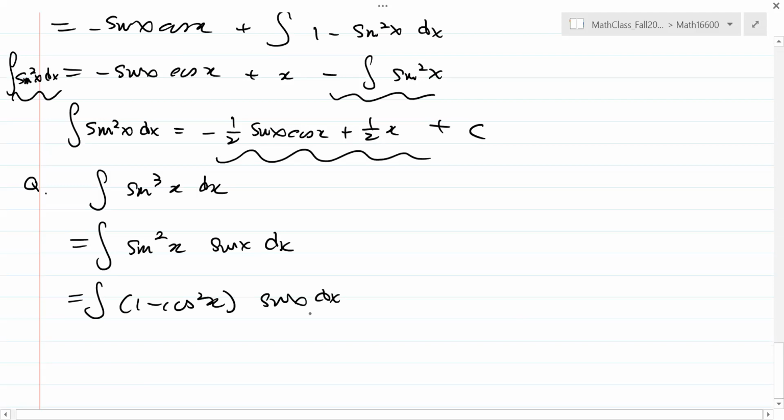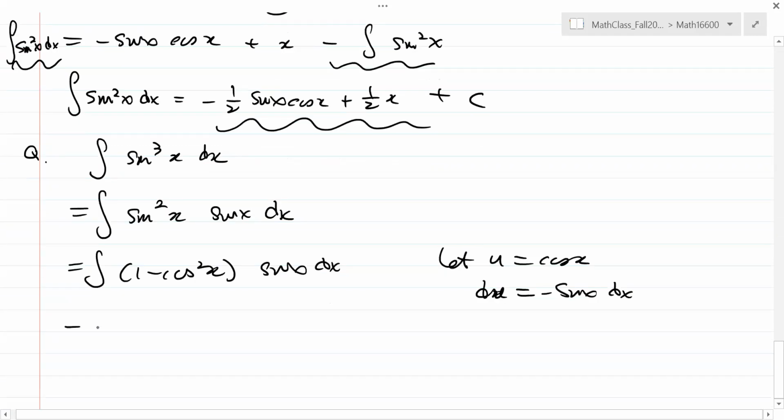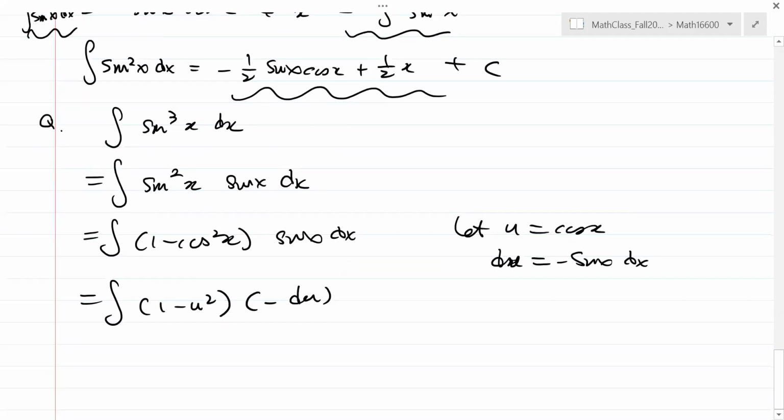So use the substitution. Here, you let u be cosine x, du equals negative sine x dx, right? So your answer here will be 1 minus u square times negative du, okay? So it's just an integral of a polynomial.